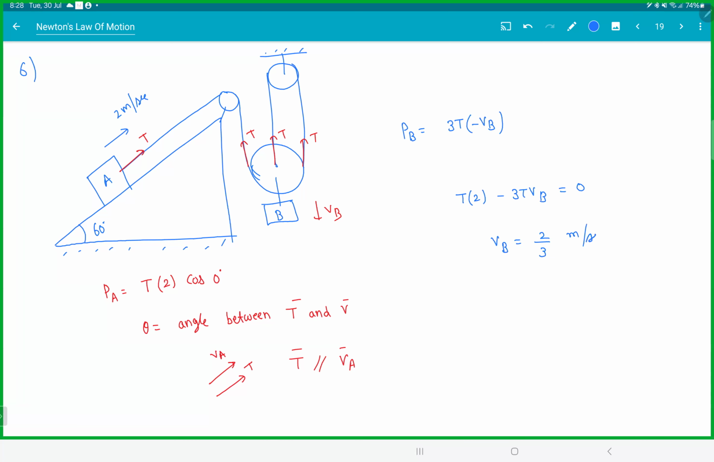VB is 2 by 3 meters per second. I took the direction down. So understand one thing. If you got plus, it means whatever direction you have taken is right. If you got minus, it means the opposite of whatever you have taken. Generally we always take up, but here I took down. So it is fine. Clear with this? Easy. The question is not tough, but that 60 degrees is a trap. People have to be careful. Next one.